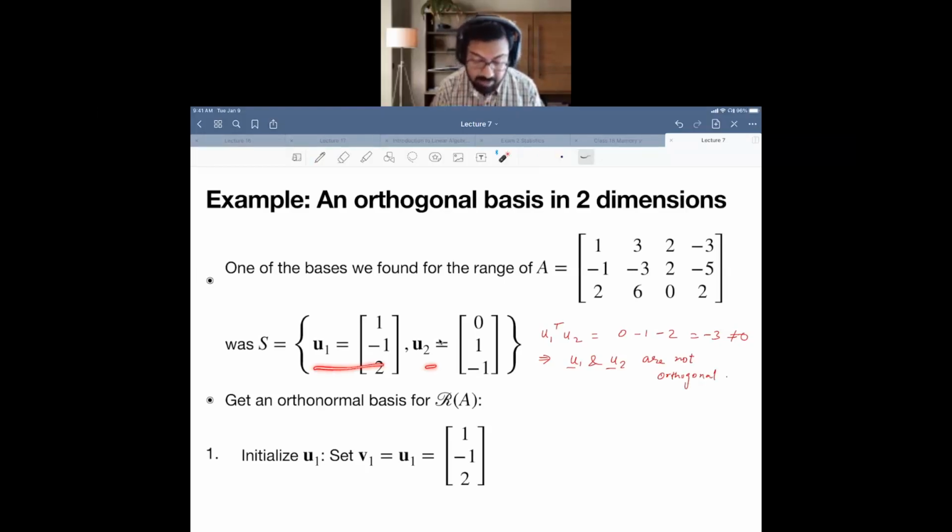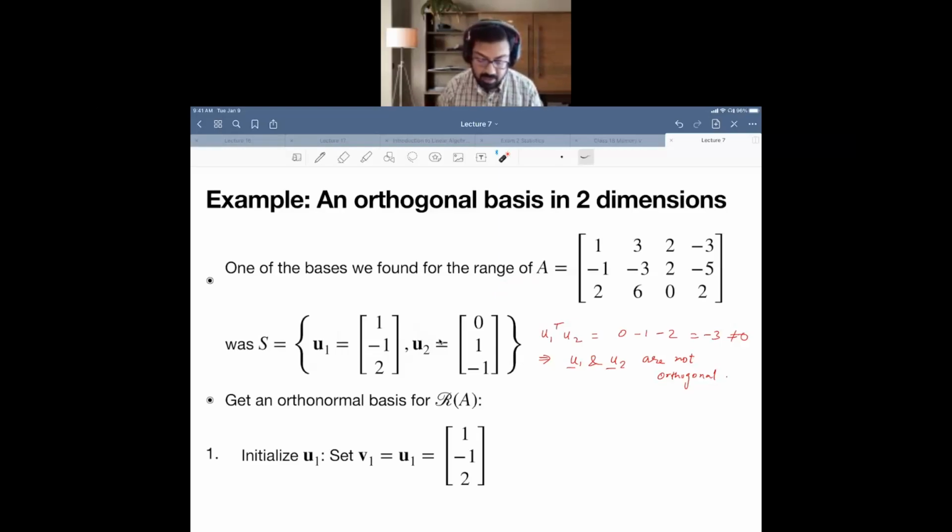But these are basis vectors. How do I know? You remember the example from the previous lecture where we were trying to find a basis for the range of a matrix A, and we actually used three different methods to do it, and in those three methods we got three different bases. One of those bases is this u1 and u2. So this is a basis. So using any linear combination of u1 and u2, I will be able to reach any vector in the range of A. I know that from the previous lecture.